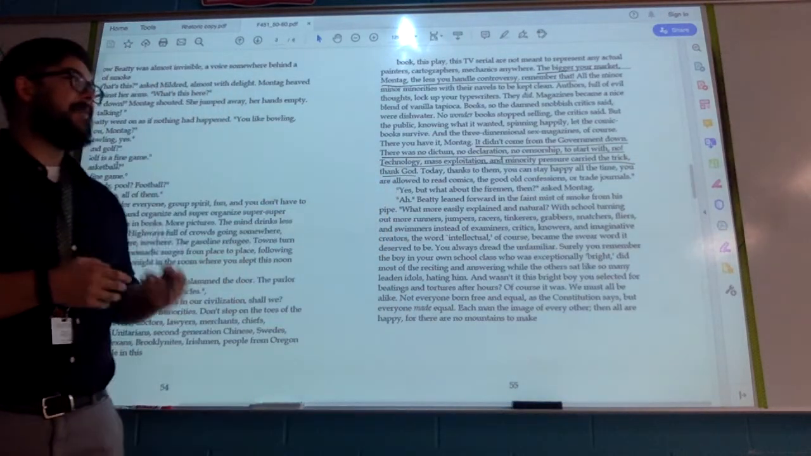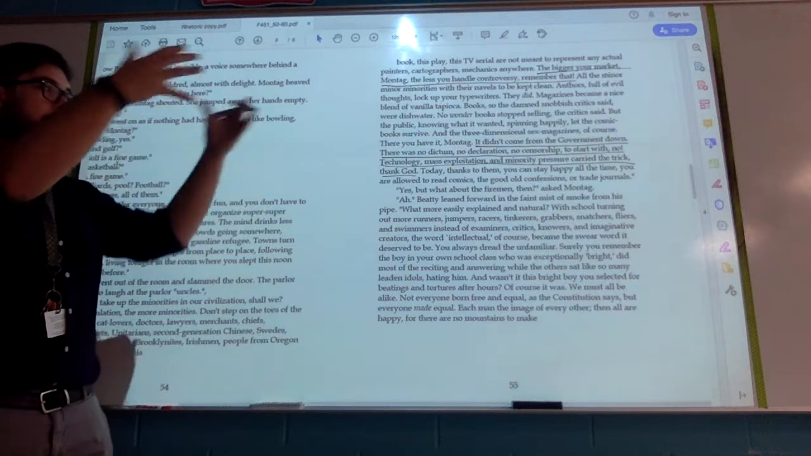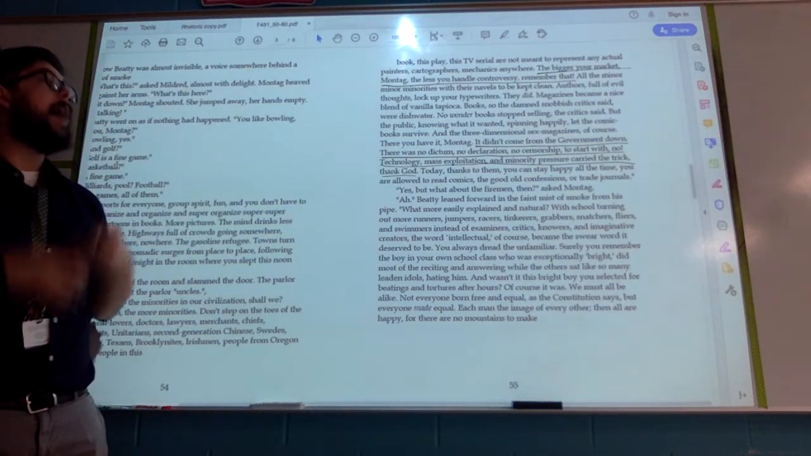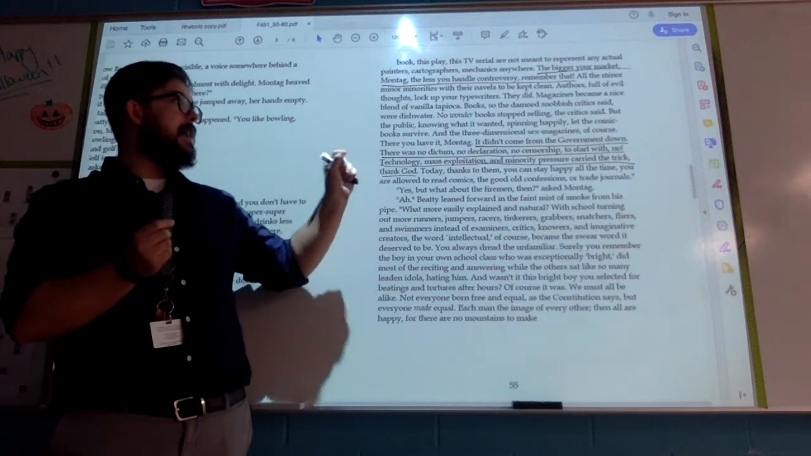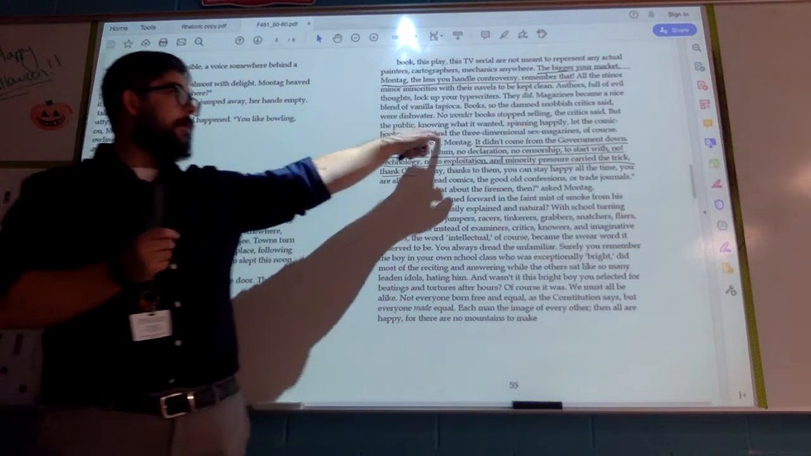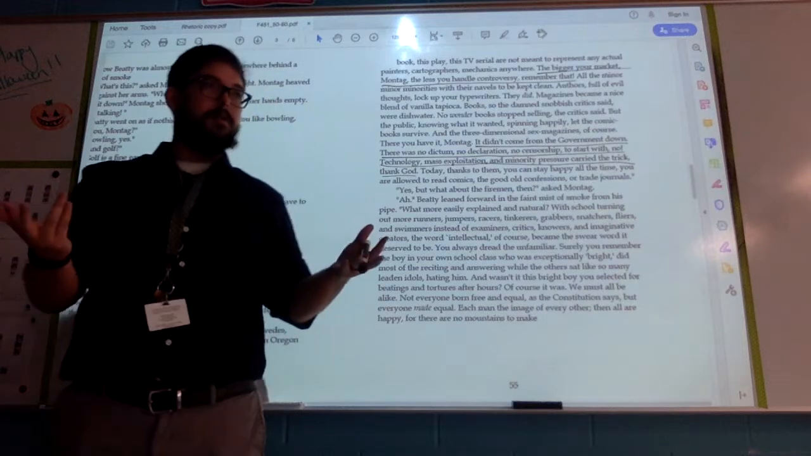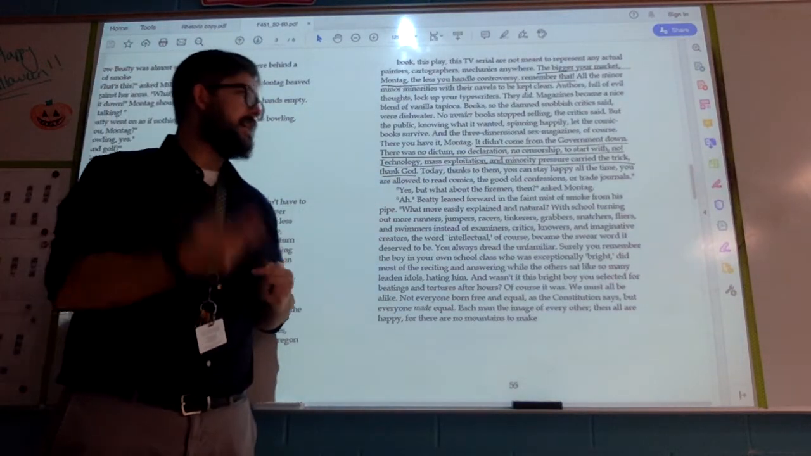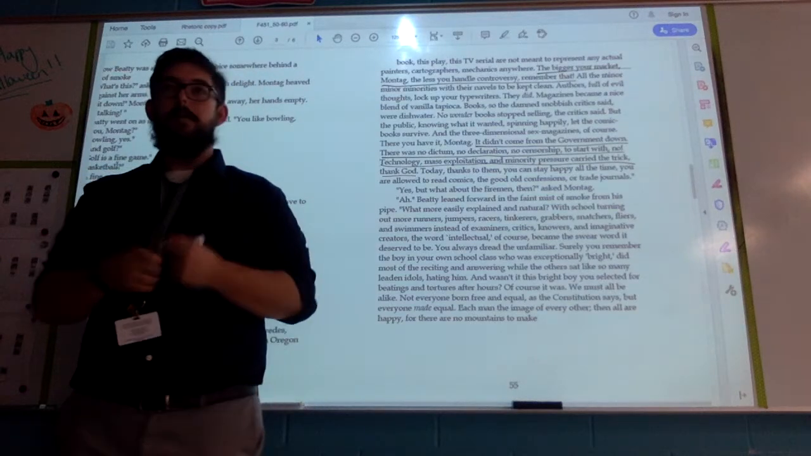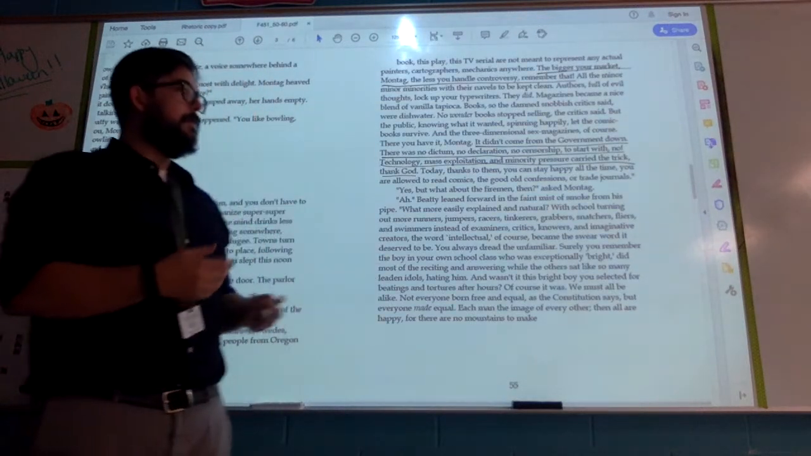We can see this actually happening. Because we don't like something, we don't want to see it. And that means it goes away. But some things they kept: the comic books. Comic books are easy to read, easy to understand. There's nothing too difficult about that. Oh, and they also kept three-dimensional sex magazines, of course, because there's no controversy there for them.